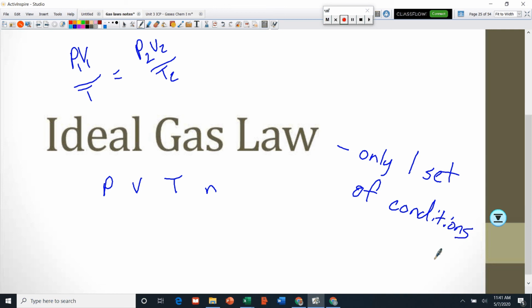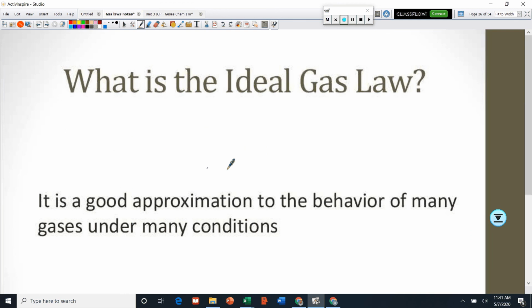And what I mean by that is everything that we've talked about before has been kind of a before and after situation. Ideal gas law is only going to look at one instance of time. So we're not going to have a before and after. We're just going to have one set of circumstances. So we're not going to have a change in temperature or a change in something. So what is the ideal gas law?